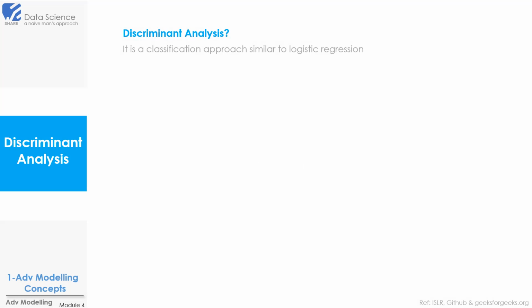So discriminant analysis is a classification approach similar to logistic regression. Now the question is, why do we use it then? Well, it has few advantages over logistic regression. Let's see what those advantages are. Firstly, if you recall, we discussed in logistic regression that if there are more than two classes of the response, then we prefer other techniques over logistic regression. So discriminant analysis is a popular approach if we have more than two responses.